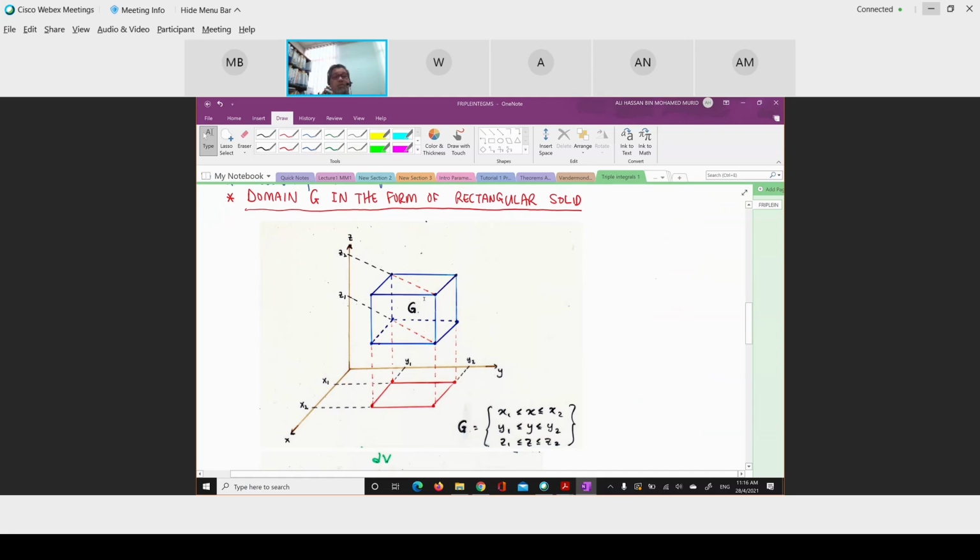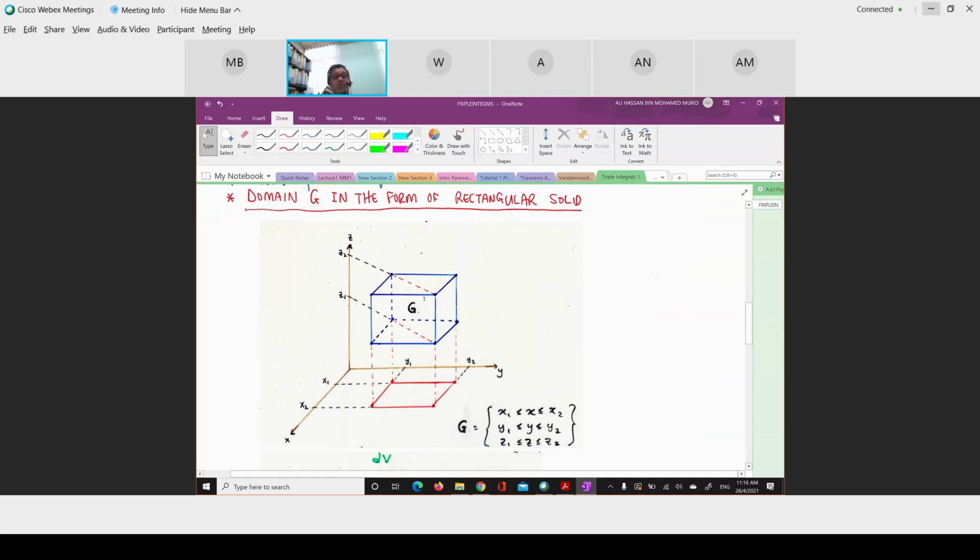So then if G is a rectangular solid, one way of computing this triple integral is using the order dx, dy, dz. The innermost integral has limits with respect to x. The middle integral has limits with respect to y. And the outermost integral has limits with respect to z. So this is one way of computing a triple integral where G is a rectangular solid.